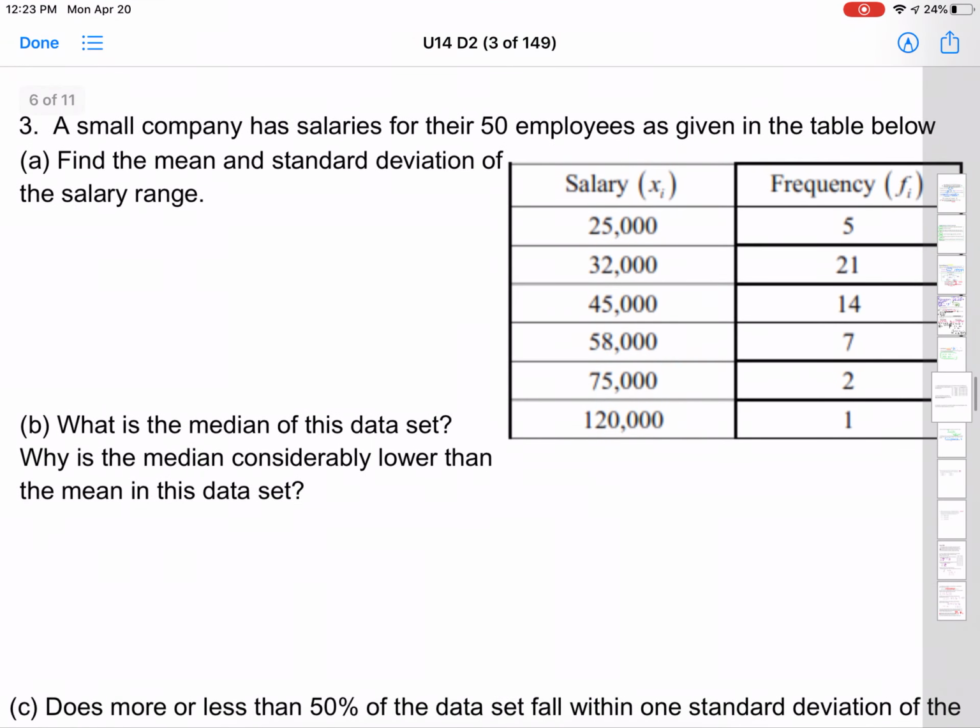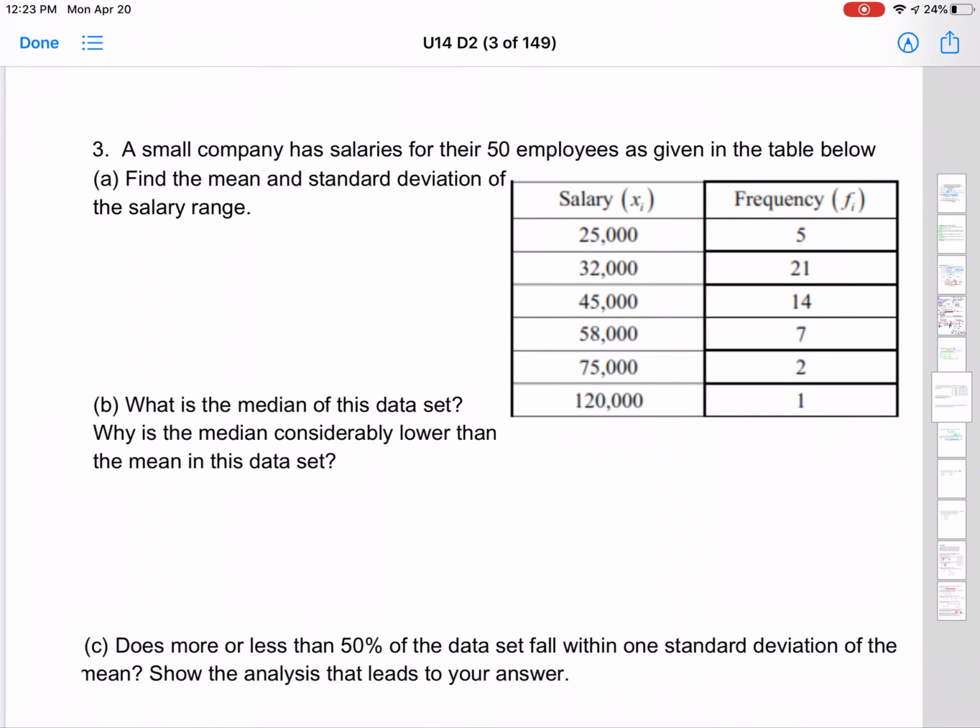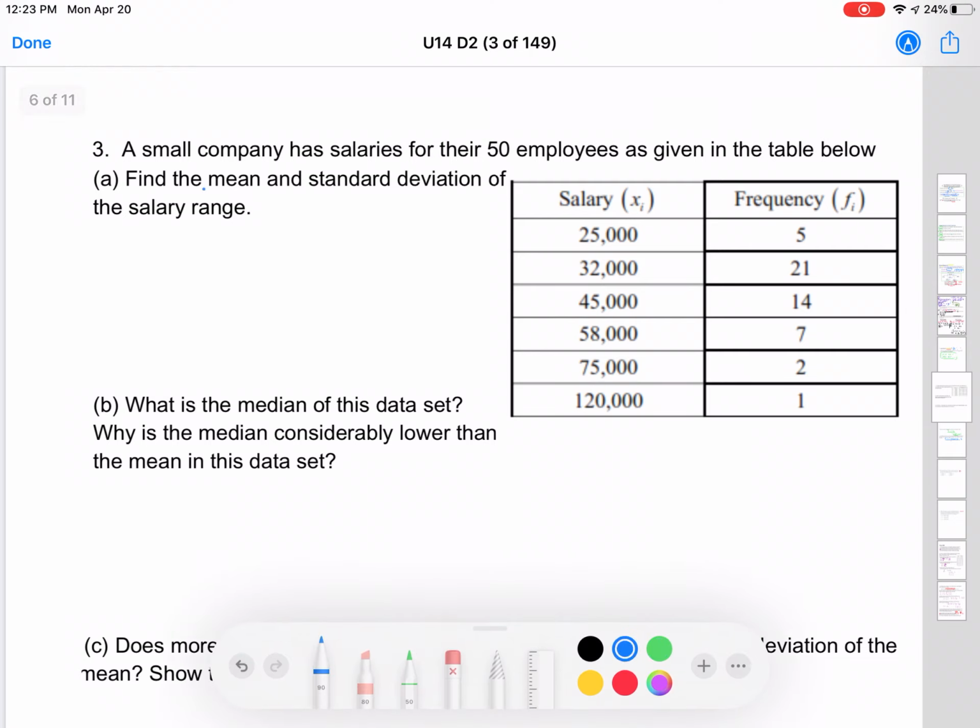All right, number 3. So this one looks a little different because you have a second column, but that's not going to change how we do any of the work. So it says a small company has salaries of their 50 employees as given in the tables below. And we want to calculate the mean, and we want to calculate the standard deviation. All right, so there's going to be a video for this one as well, and it'll be for number 3. Okay, so you can pause right here and you can go watch that video and then come back to me.